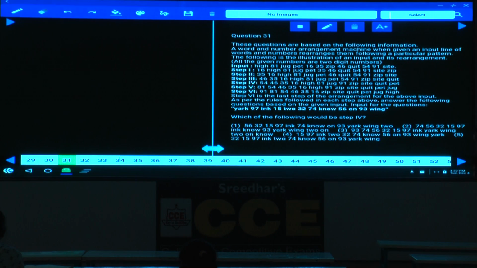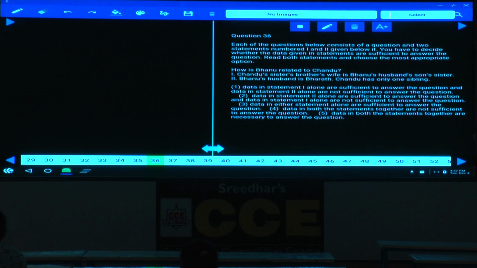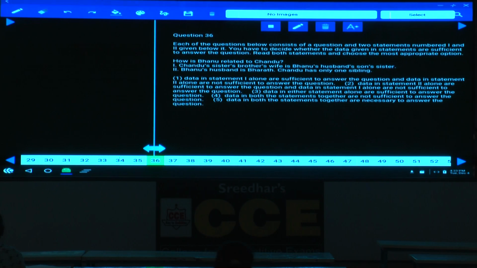Then question numbers 36 onwards. Now this question number 36 is based on data sufficiency. What is the information here? How is Banu related to Chandu? Now the question is about how this Banu is related to Chandu. Chandu's sister. Now condition number 1.